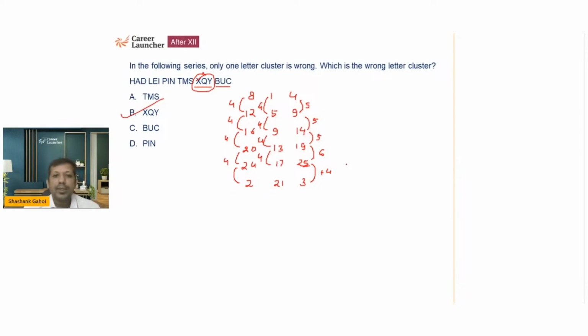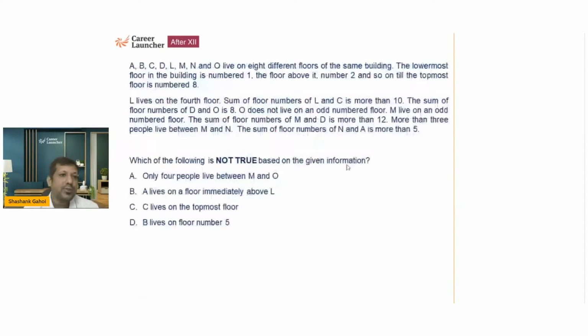Okay. Now let's move on to the next question. So what does it say? A, B, C, D, L, M, and O live on 8 different floors in the same building. Okay. So I got 8 floors. So I'm going to say 8, then 7, then 6, then 5, then 4, then 3, then 2, then 1. Okay. Now question says which of the following is not true.